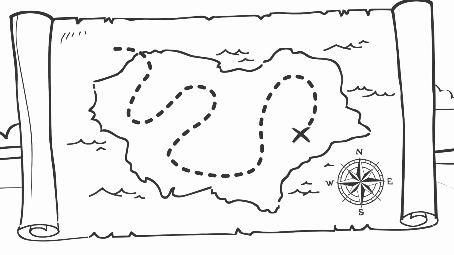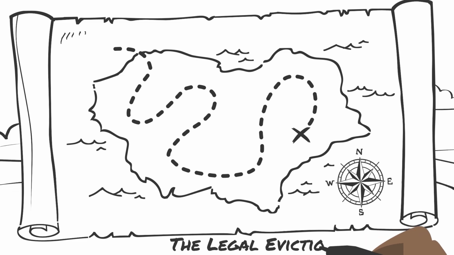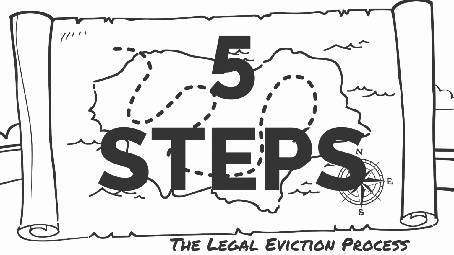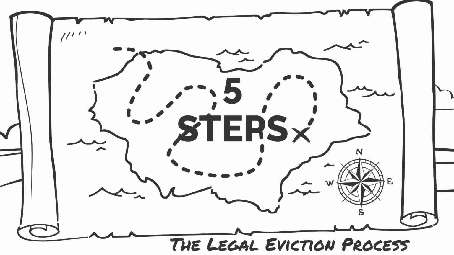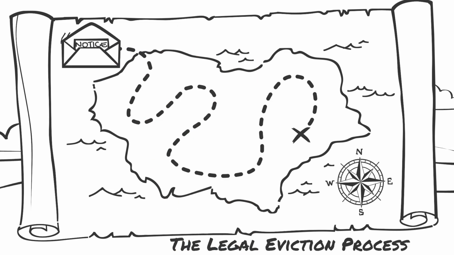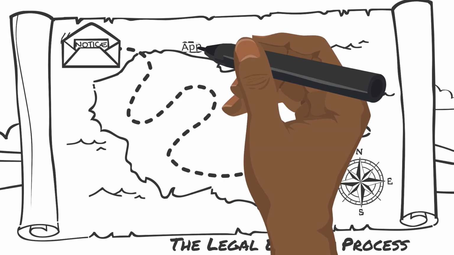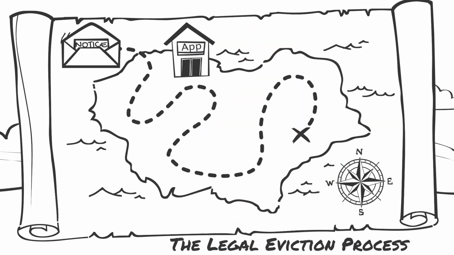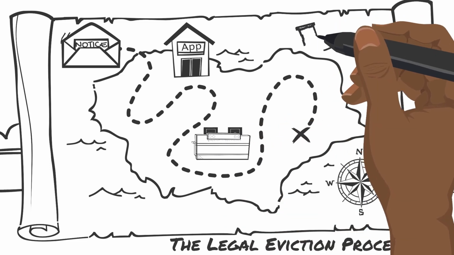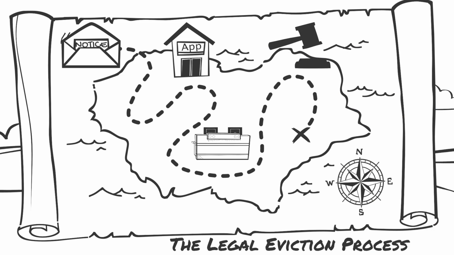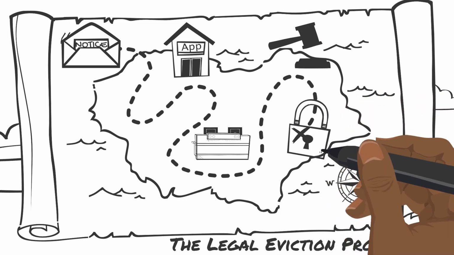If your client's living situation is covered by the Act, they'll be protected by Ontario's legal eviction process. Because of this process, a landlord can only legally evict someone if they go through 5 key steps. Step 1 is the notice of termination. Step 2 is the application to evict. Step 3 is the eviction hearing. Step 4 is the eviction order. And Step 5 is the notice to vacate.